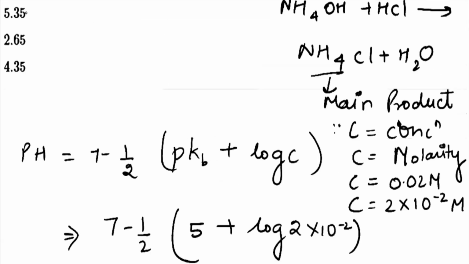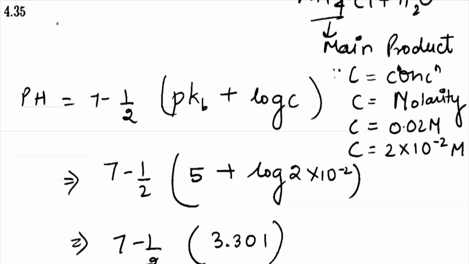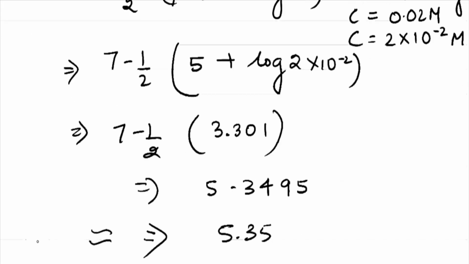So in which option? It is A, B, C, D. In option B, we found the correct value for pH. So the pH value of NH4Cl is 5.35. So this is all that the question needs to get the answer. Thank you so much.